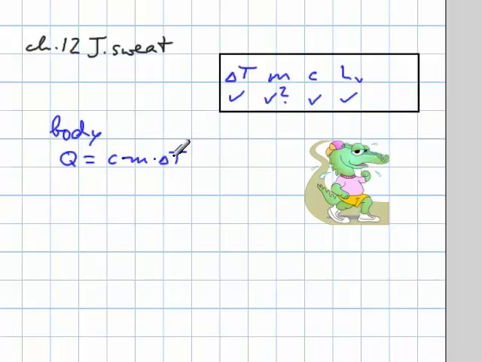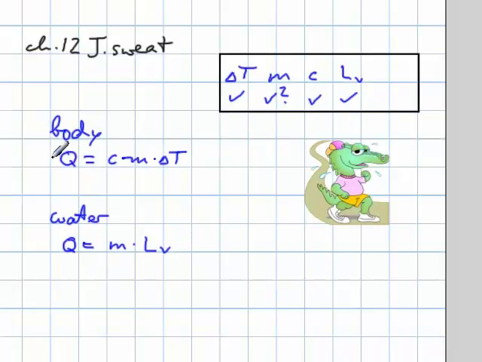By the way, that also means that because this one is a negative delta T, this one comes out to be negative. And then for the water, that means the sweat itself, the heat that it absorbs, and that would be positive, is mass times the latent heat of vaporization. Notice that of course there is no delta T associated with it because it's a phase change. In a phase change, what's important is that it goes from one phase to the other, and the latent heat is important, and there is no temperature change.